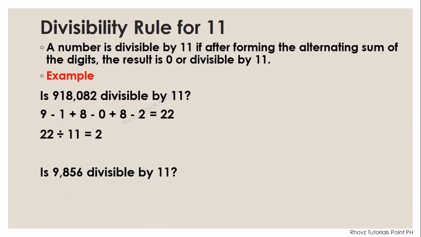Next, 9,856. So, let's perform the alternating sum. So, 9 minus 8 plus 5 minus 6. So, 9 minus 8 is 1, plus 5, 6, minus 6 is 0. Therefore, 9,856 is divisible by 11.